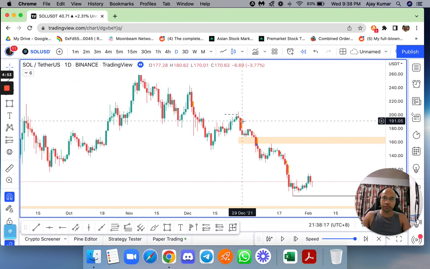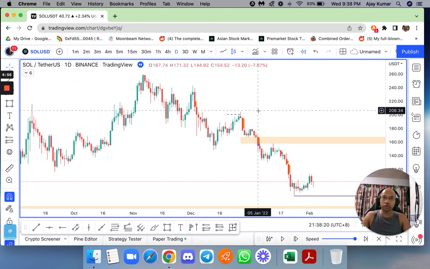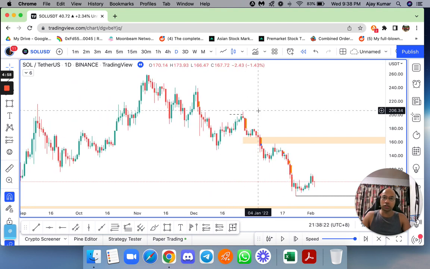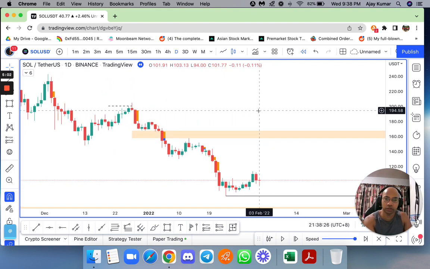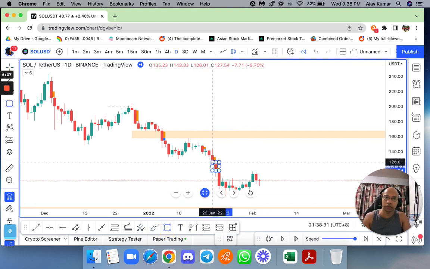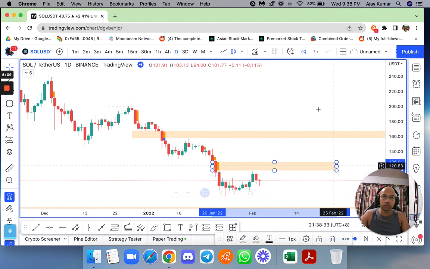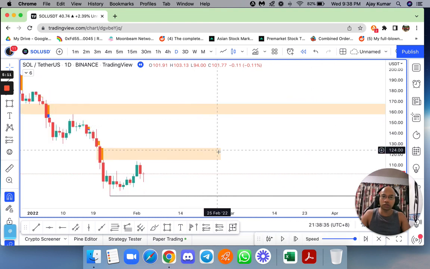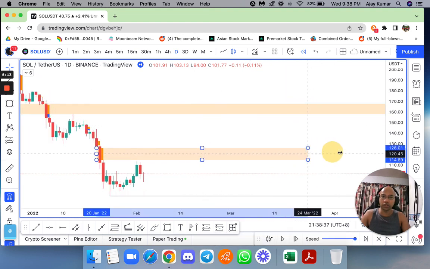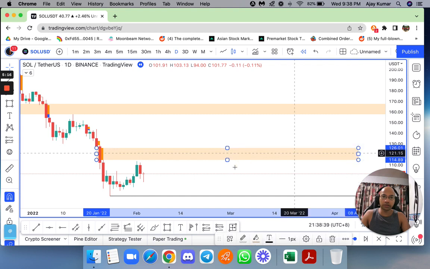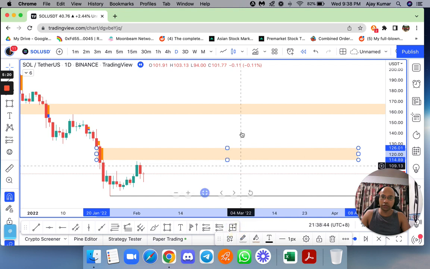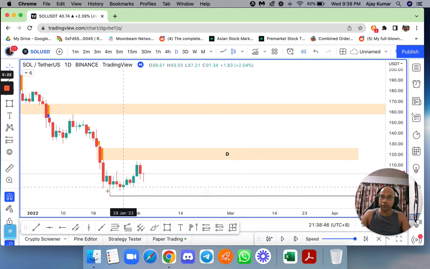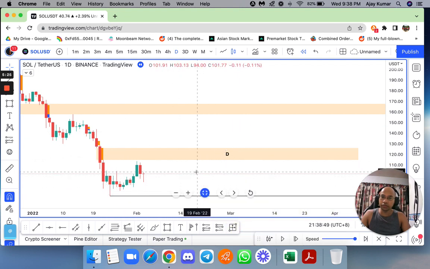What do we do now? We are on the daily time frame now, and we are going to look for fair value gaps, order blocks, and pivots. So right away, I can see a fair value gap here. We'll mark it out. The price is definitely going to come there to rebalance. This is a daily fair value gap. The pivot is already marked out.